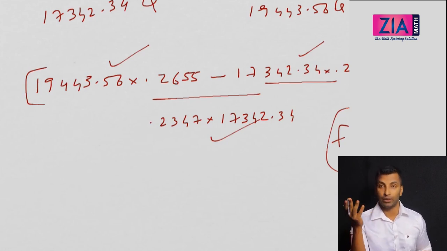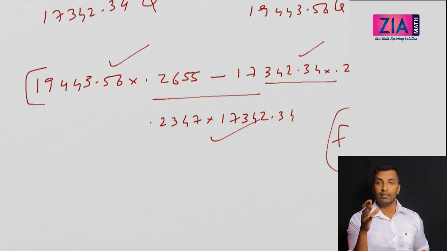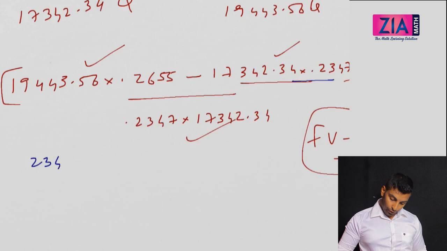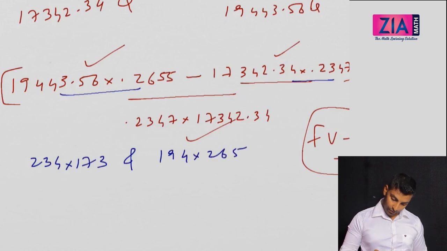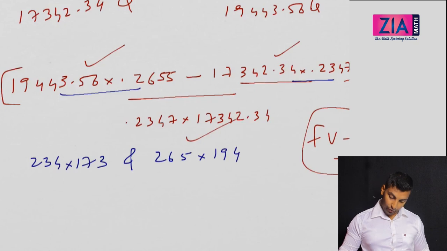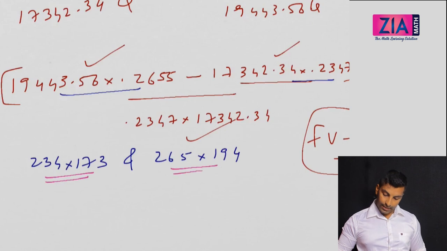and better in a different class. In a calculation technique session, I'll discuss everything in detail about calculation and approximation, the way you pick the options, etc. So here let's do a very simple approximation to 3 digits. Let me write it as 234 into 173, and this one as 265 into 194. So this is the first case, this is the second case.